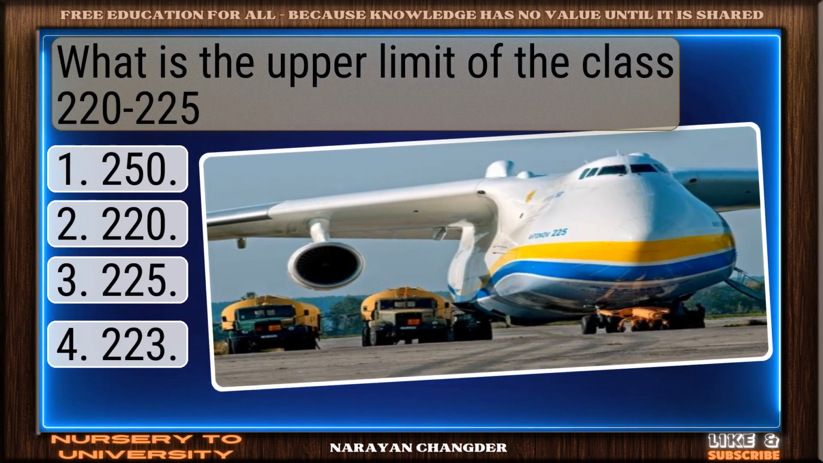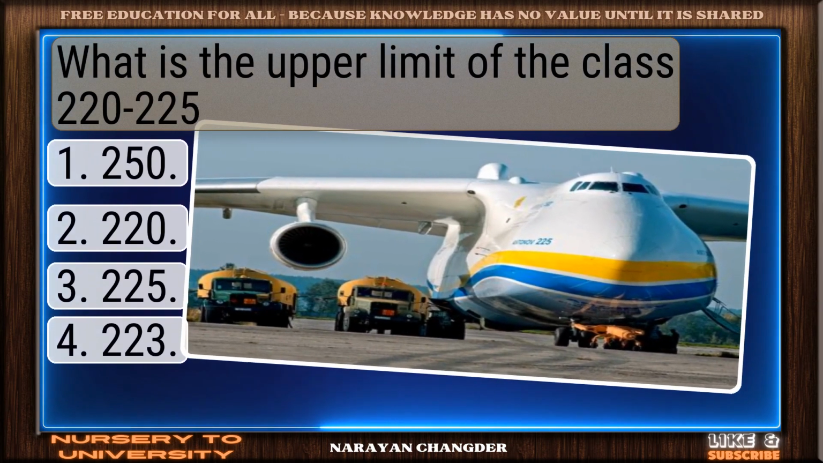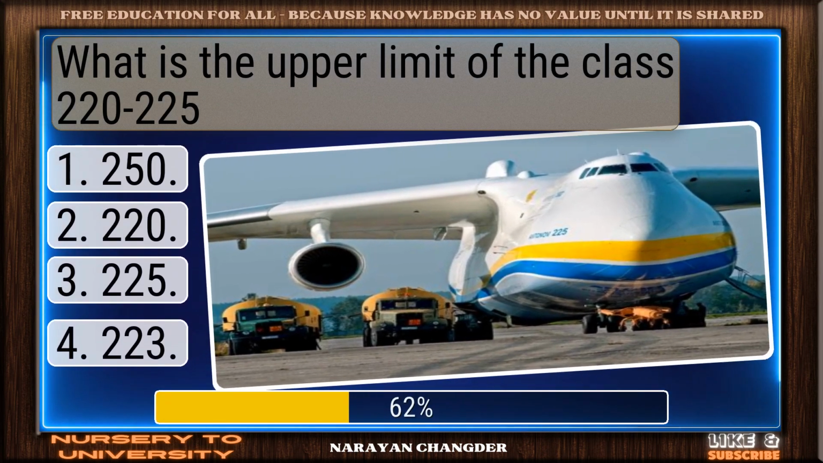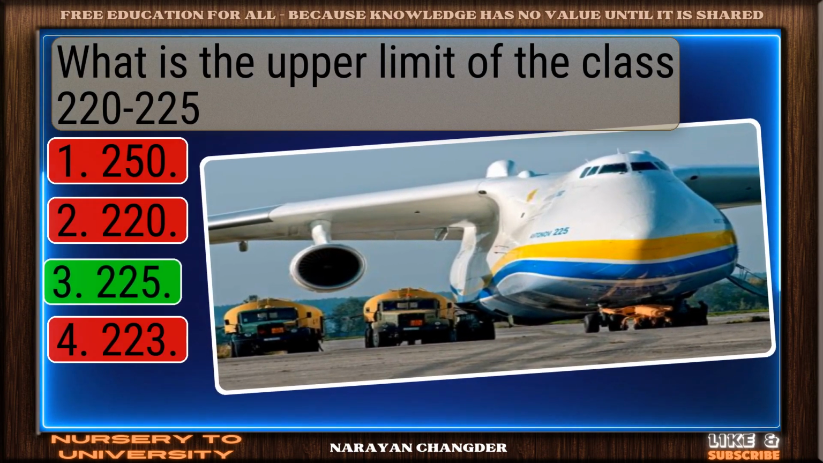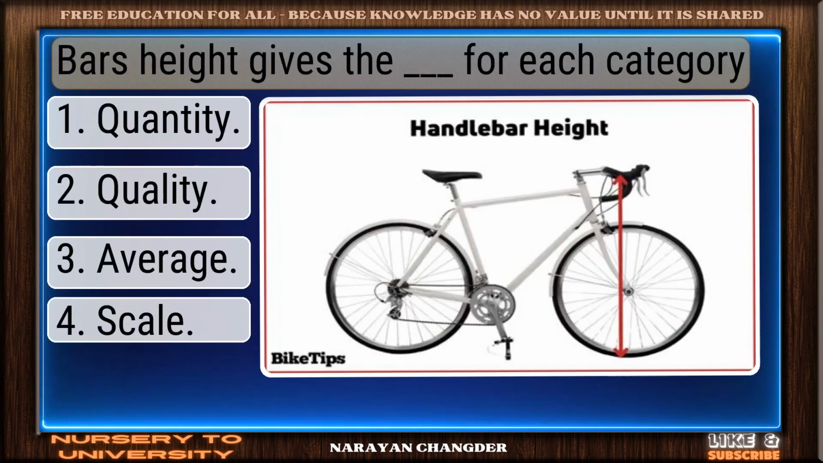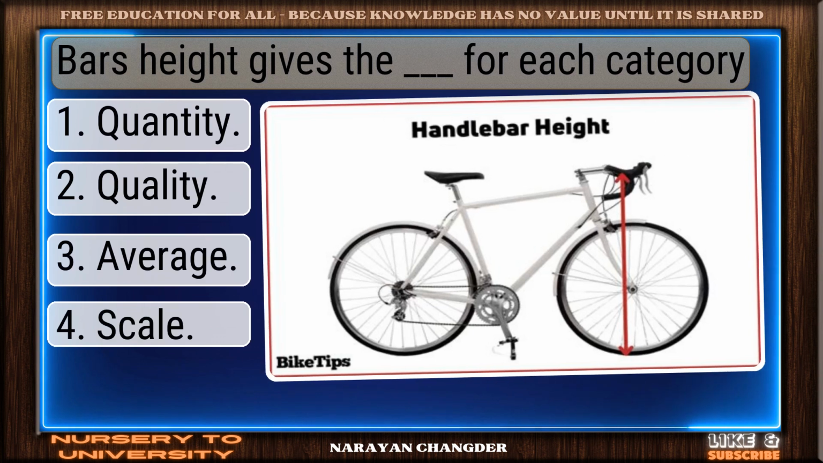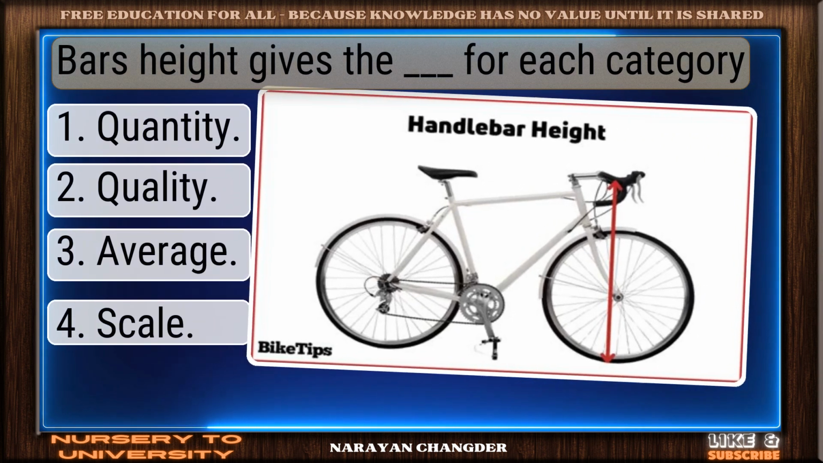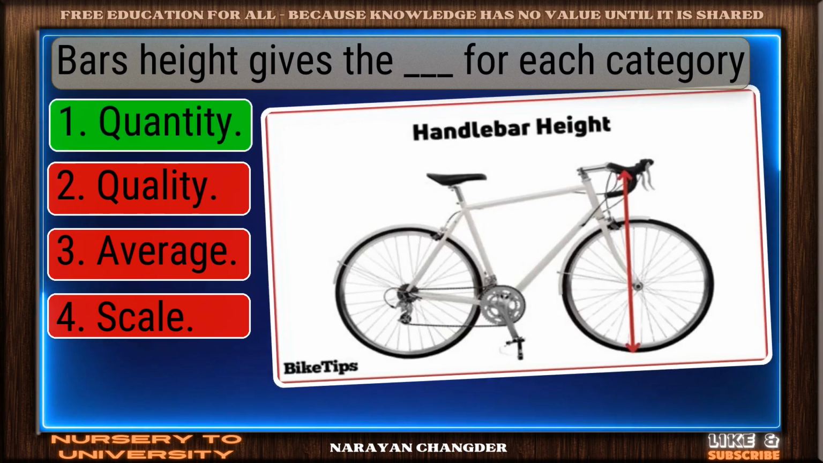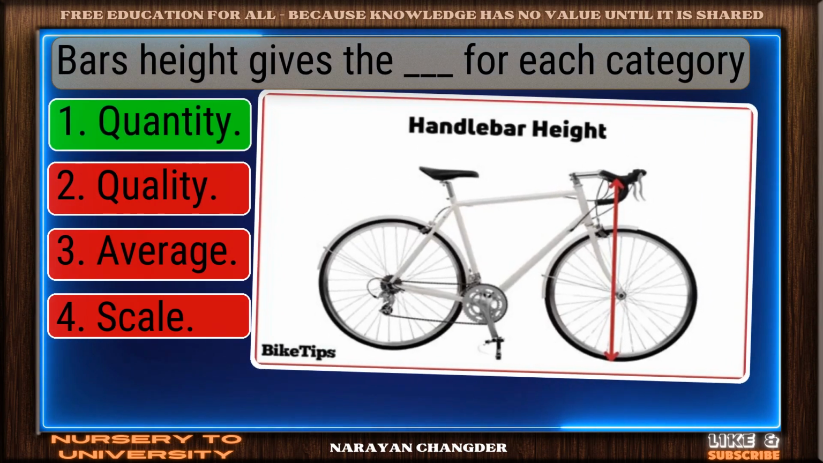Question number 211. What is the upper limit of the class 220-225? Exactly. 225 makes sense and it is the right choice. Question number 212. Bar's height gives the dash for each category. You got it. Your choice, quantity, is right.